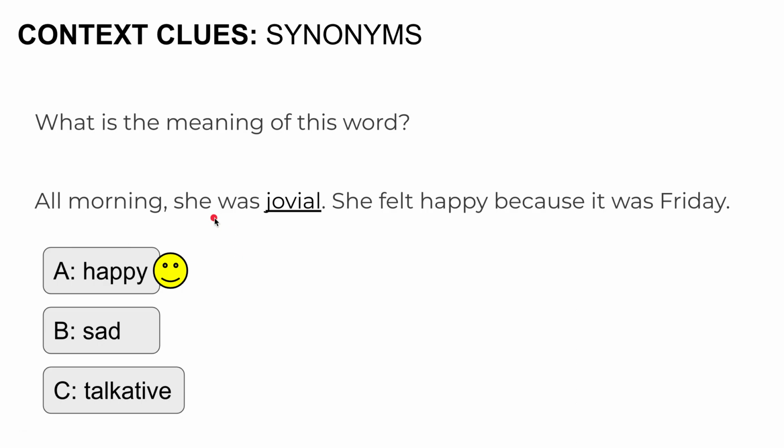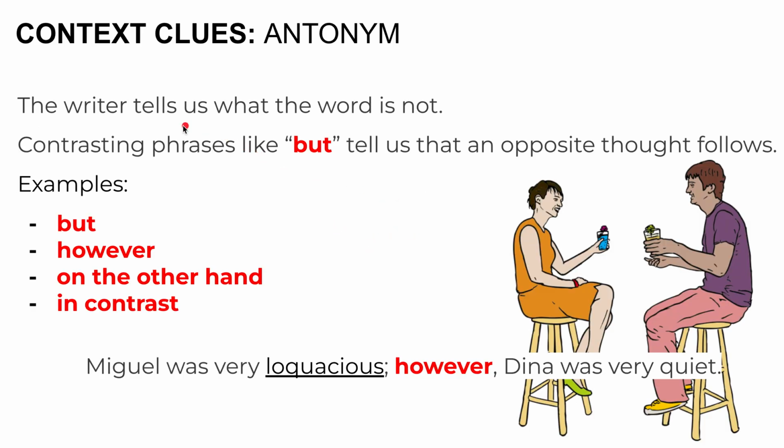Here we have a synonym context clue. She was jovial. She was happy. Okay. They have the same meaning. Moving forward now, we have antonym context clues. This is when the writer tells us what the word is not. Usually, the writer will use a contrasting phrase such as but to tell us that the opposite thought will follow. Other examples of contrasting phrases are but, however, on the other hand, in contrast, although.